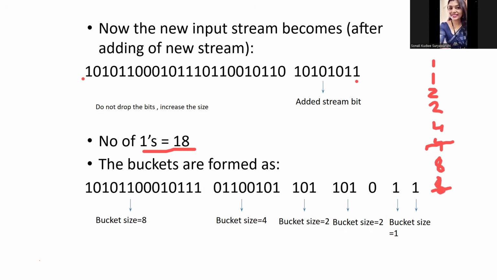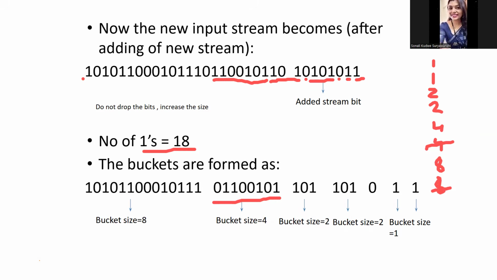So this single one is one bucket. Another single one is one bucket. Then we don't need to consider 0. Then we have one more bucket of size 2. Then skip this 0. Then again one bucket of size 2. After that, one bucket of size 4. So you just have to count 4 ones in that. So till here, you get one bucket of 4 size.